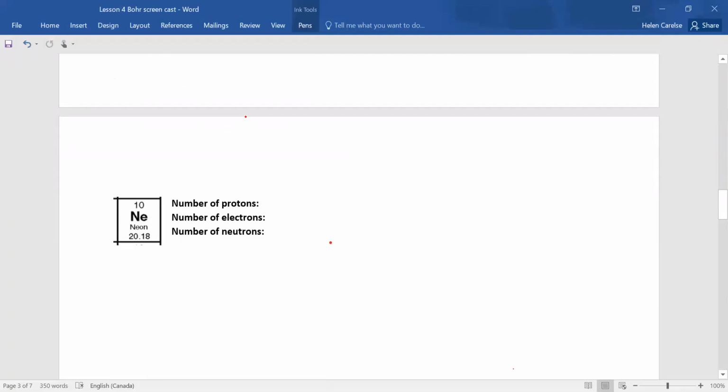Neon, which is on the far right of the periodic table, has an atomic number of 10. So it has 10 protons. It also has 10 electrons. And then to figure out the neutrons, we do a little math. 20 minus 10 equals 10. So we draw the nucleus, 10 protons, 10 neutrons. Here's our nucleus. That's the first step and the second step.